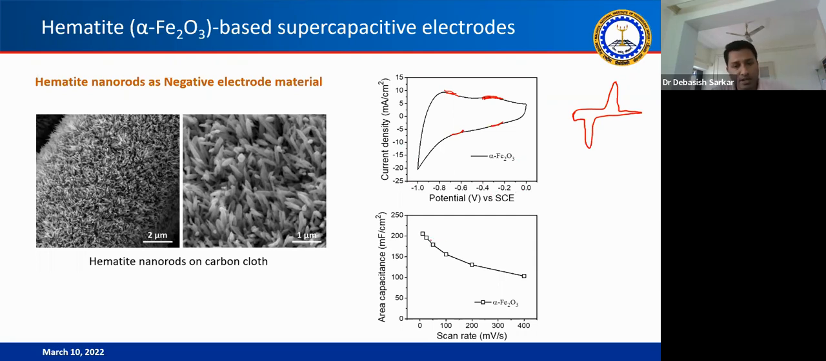So it shows this kind of CV behavior within the negative potential window. And when we calculated the capacitance, it shows almost 220 millifarad per centimeter square, because we deposited a thin film of iron oxide on carbon cloth. So we prefer to represent the capacitance in terms of areal values, millifarad per centimeter square. Using the loading density of almost 1 milligram per centimeter square, it represents almost 200 to 210 farad per gram. So it is almost similar in terms of areal capacitance and specific capacitance. And this variation of areal capacitance with the scan rate is called rate performance.